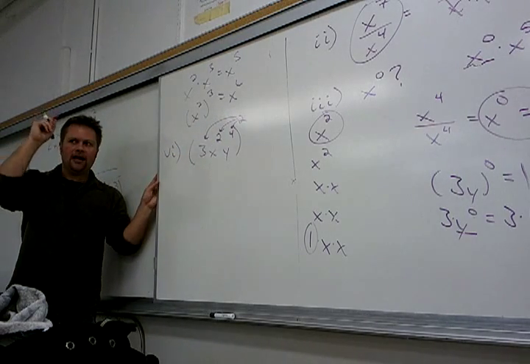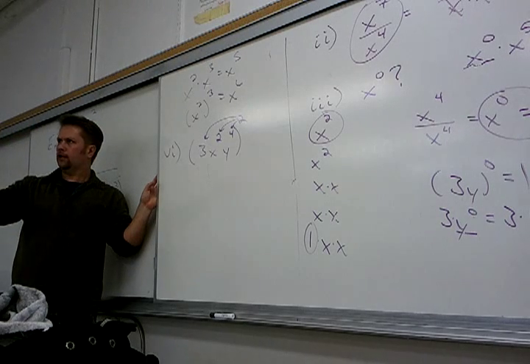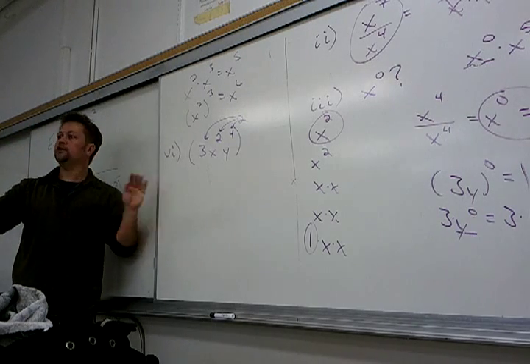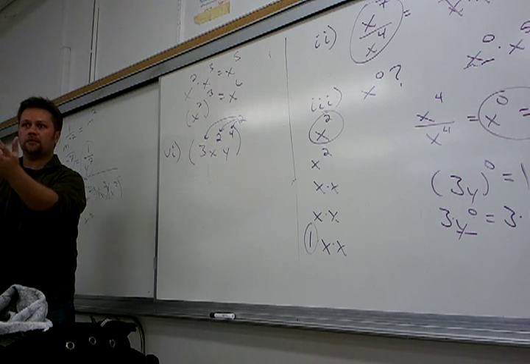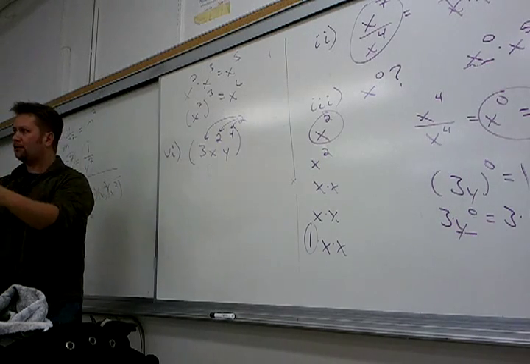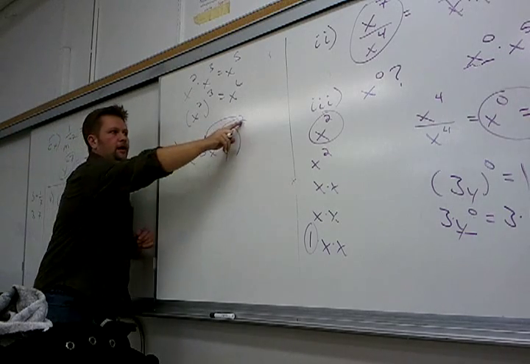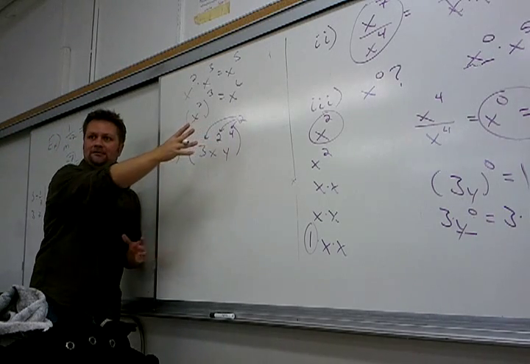What are exponents based on? What operation? What are exponents based on? What is 3 squared? Multiplication. Yeah, it's based on multiplication. 3 squared is 3 times 3. It's based on multiplication. So it will play with multiplication nicely, right?